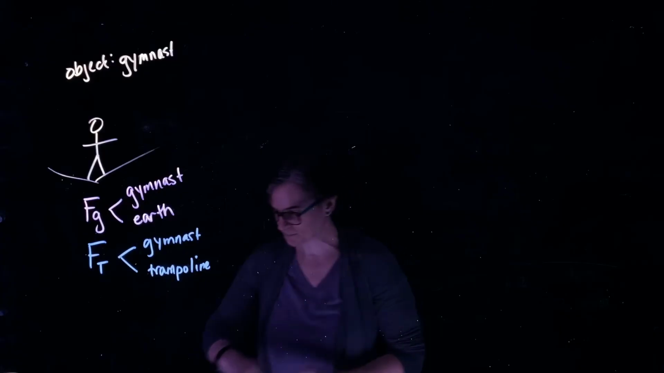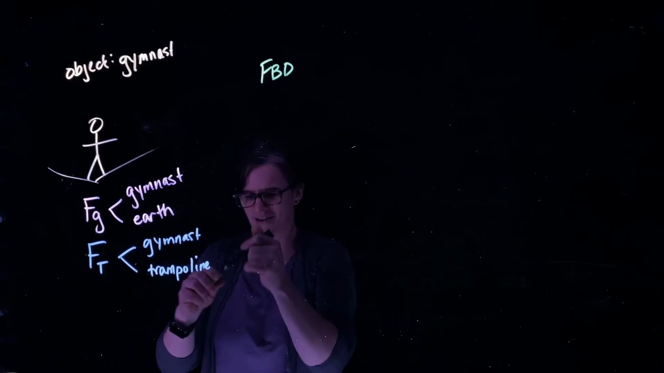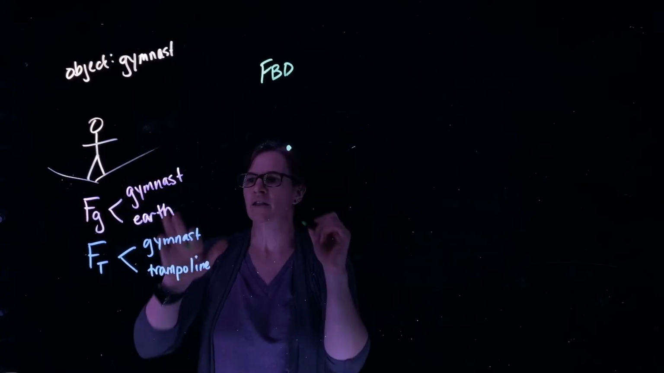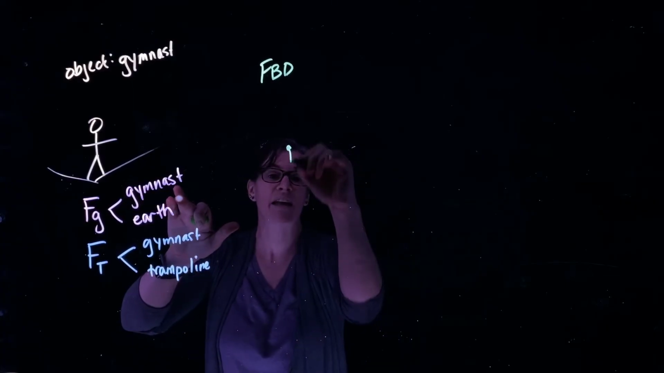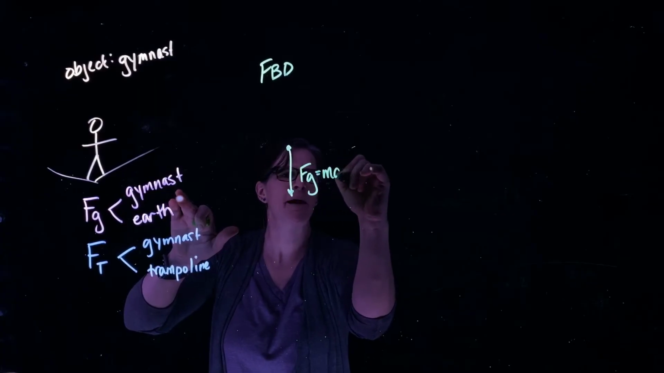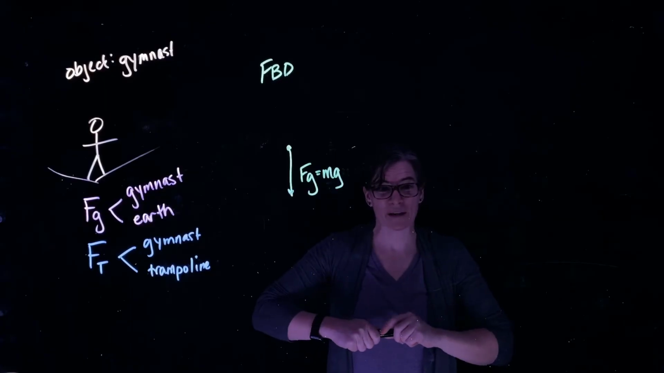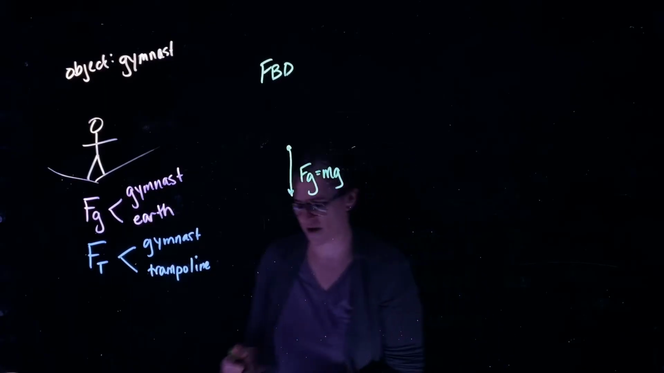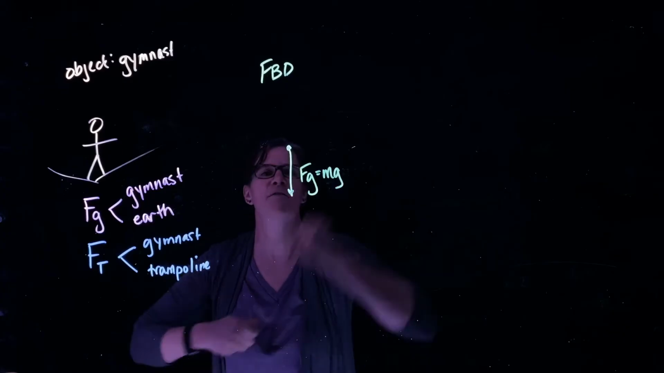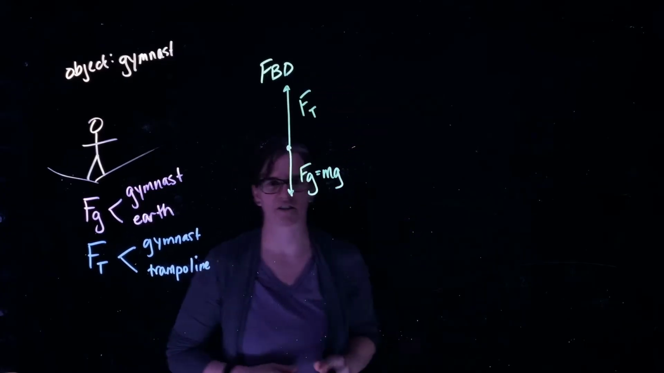Okay, so we're going to draw a free body diagram of our situation. We have the force the earth acts. Well, we know that that is vertically downward. So here's the force of gravity, and just as a reminder, that's equal to mg. What's the trampoline doing? Well, it's acting up on the gymnast. So we also have the force that the trampoline is acting on the gymnast.